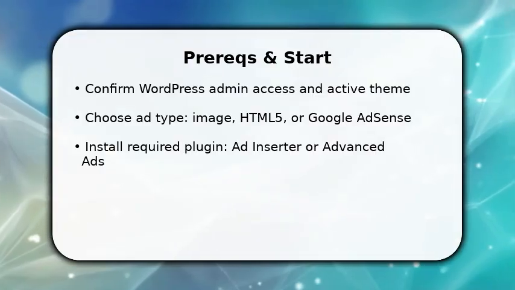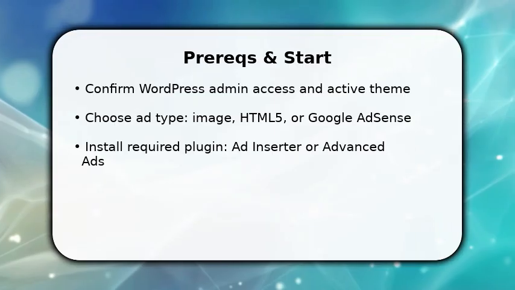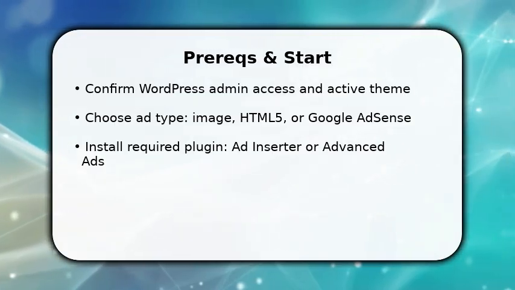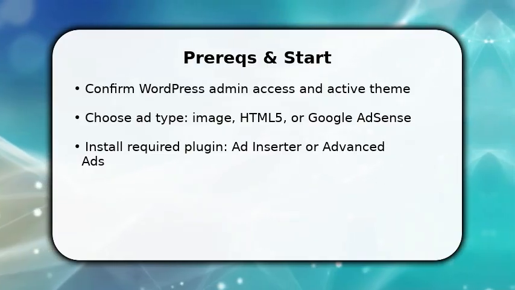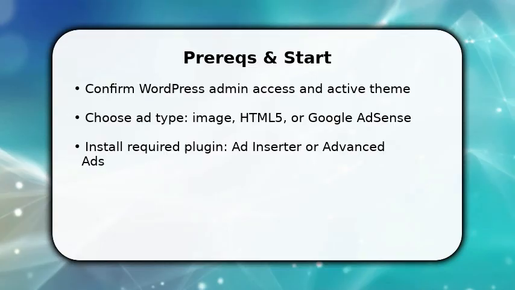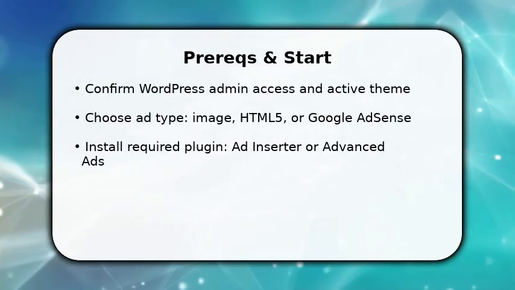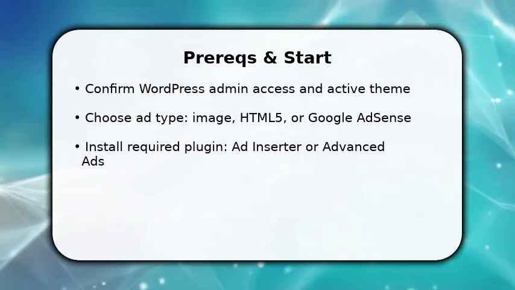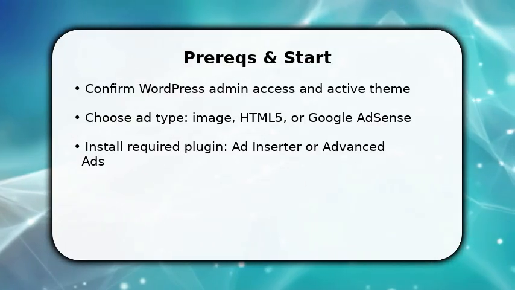You have admin access and a live site. Start by installing a plugin like Ad Inserter or Advanced Ads. Once installed, activate it and open its settings. Create a new ad slot and select type: image, HTML5, or AdSense. Upload creative or paste code, then name the slot clearly so you can find it later.